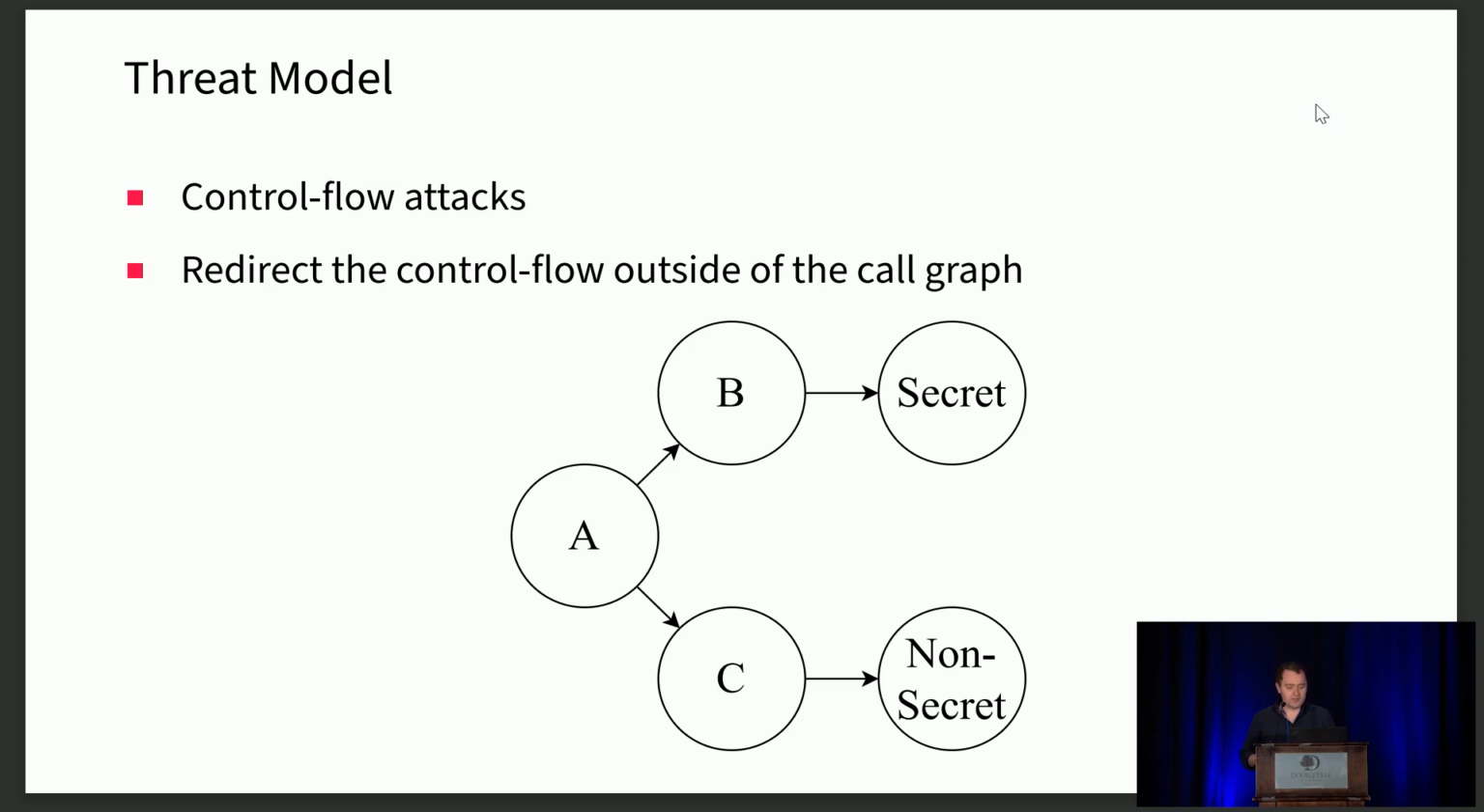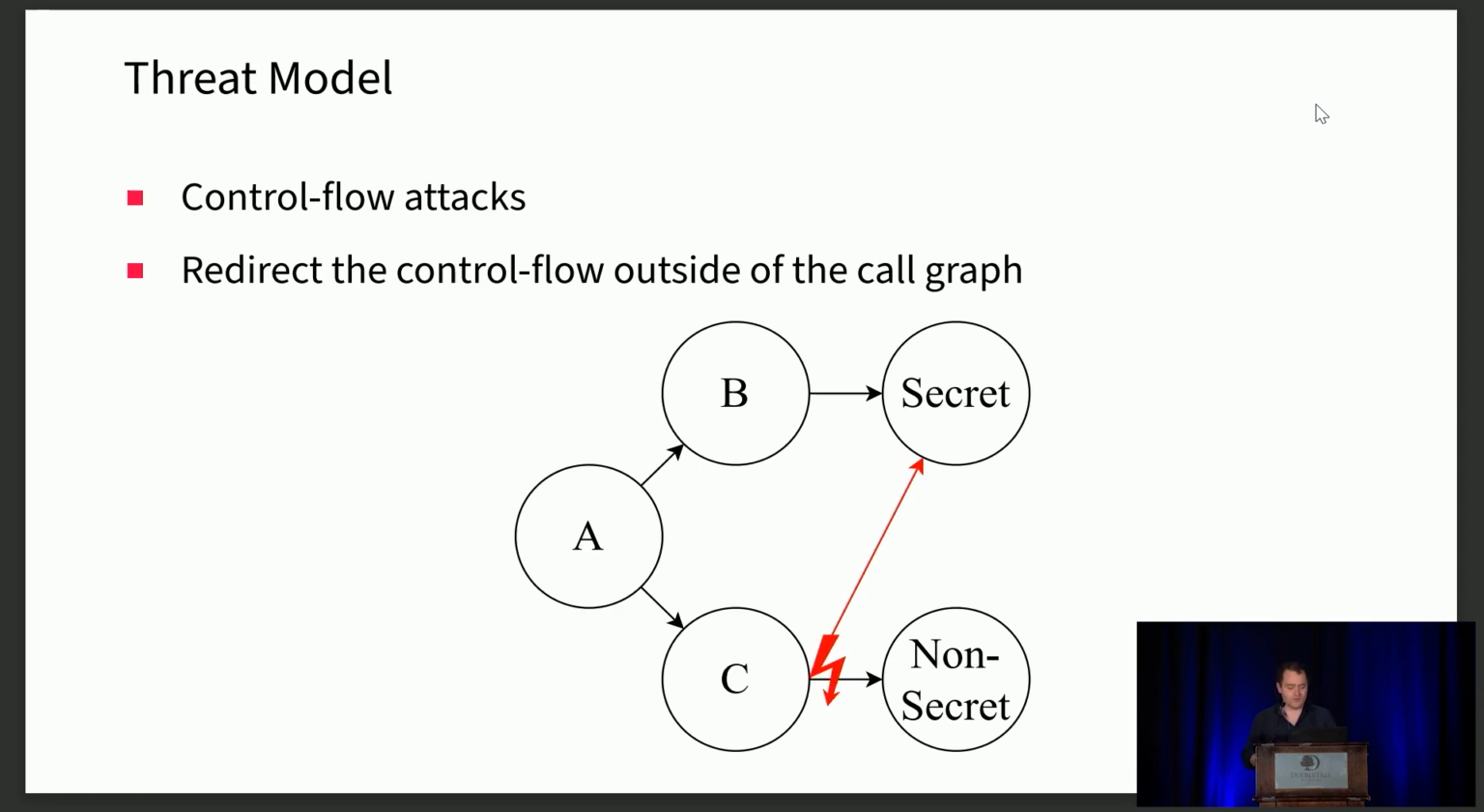In our work, we especially focus on control flow attacks. So we want to protect the control flow against fault attacks. I have here a small program. This small program consists of 5 functions, A, B, C, a secret and a non-secret function, and I've represented these functions in their call graph. The call graph basically comprises all the valid transfers from one function to another. So A can call B, B can call the secret function, and so on. The goal of the adversary is now to induce a fault in such a way that we are escaping this call graph. As you see here, we jump from C to the secret function. This is what we want to protect, and this is what this paper is about.